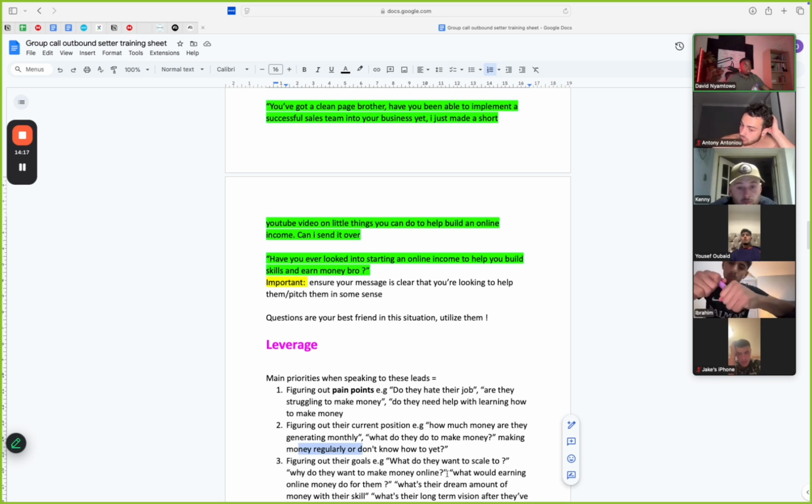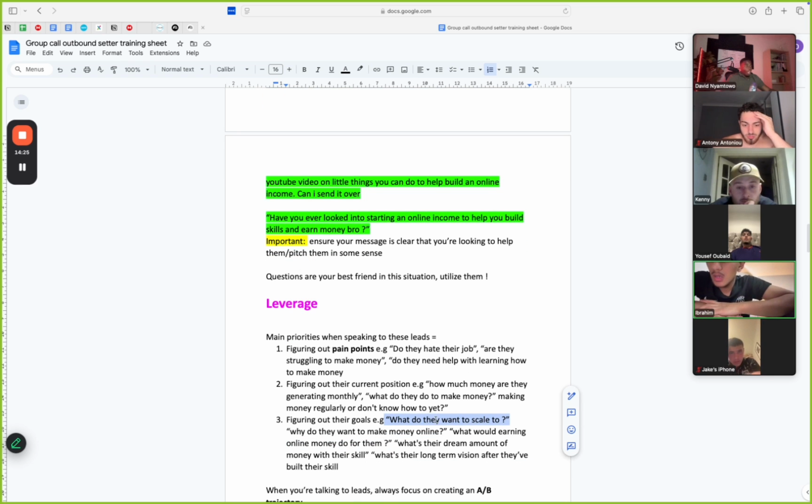Ties into the goals too. Like, what do they want? What are they making at the moment versus what they want to get to? Do you know what I mean? What is making them want to be able to do this? Okay, why? Like, what's changed? What's the line in the sand moment? Okay, what's their dream amount of money? What's their long-term vision after they've built the skill?